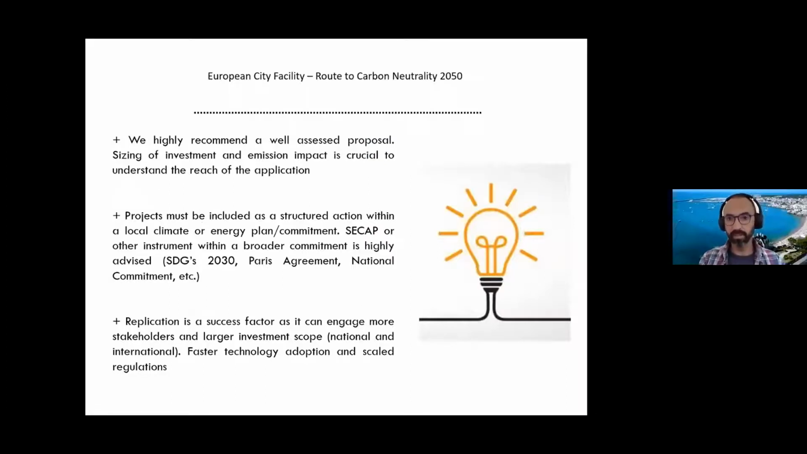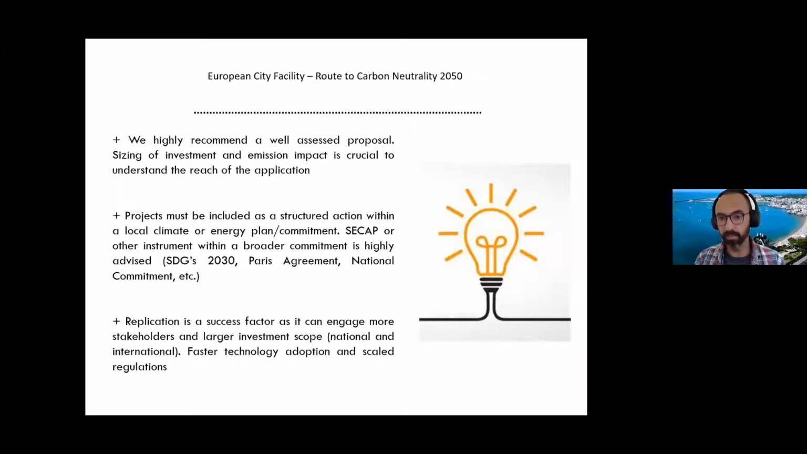So my final slide is just to say that regarding the European City Facility application, we do recommend a very well-assessed proposal. We want to make sure that the sizing of investment and the emission impact is well assessed in your proposal. So in Cascais, for example, this action will cost us 250 million euros. This is the estimation of cost, which is massive. Obviously, the municipality will not do the sole investment, because this is something for the whole city to do. But what we will do, according to our commitment to the European City Facility, is that by the end of this period, we will have all the items necessary to go forward with this investment. So, as soon as possible.